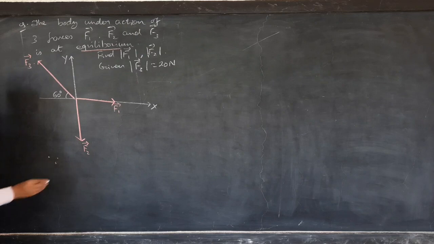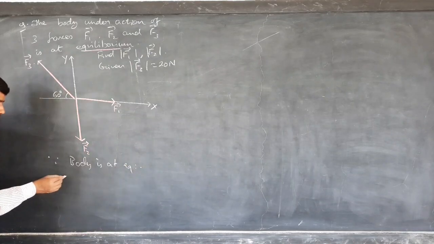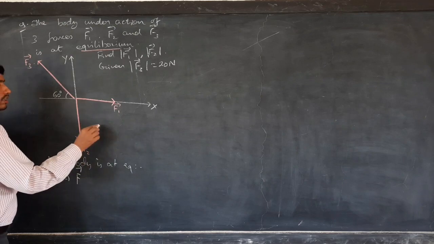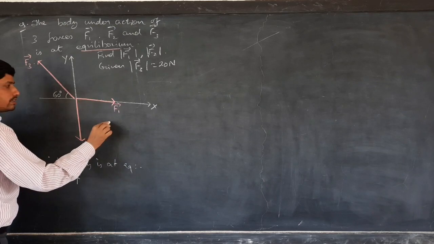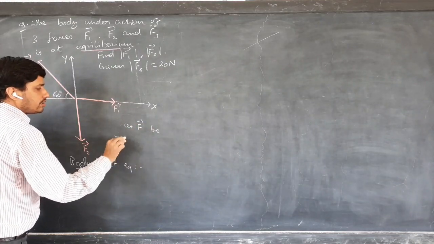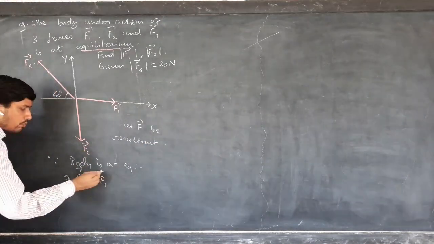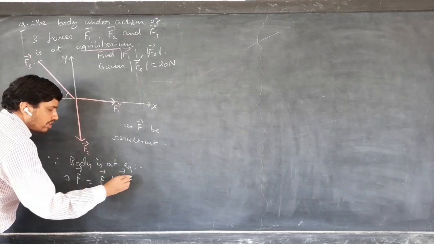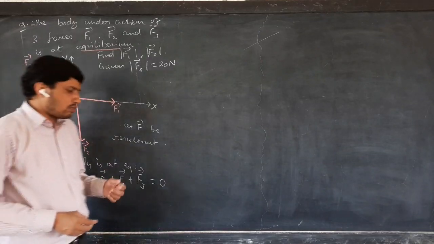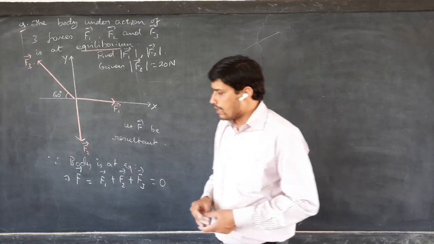Statement number one, since the body is at equilibrium, this implies the resultant F vector. So let me write, let F vector be the resultant force on the body. So F vector, which should be F1 vector plus F2 vector plus F3 vector, must be how much? Zero. Such a vector will be called a zero vector. Okay. So this is not a scalar zero, this is a vector zero. It has zero magnitude.